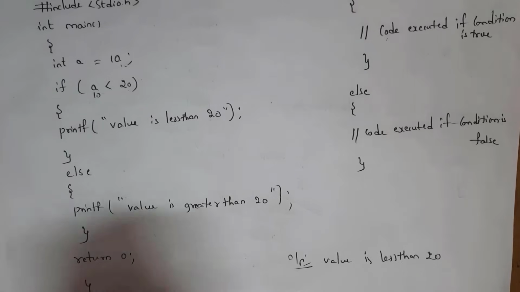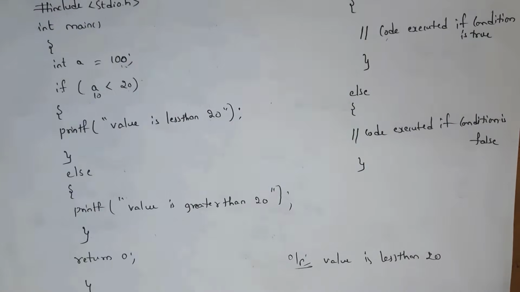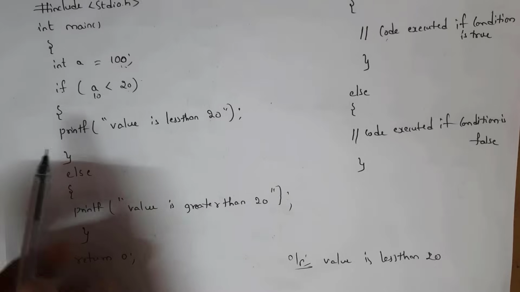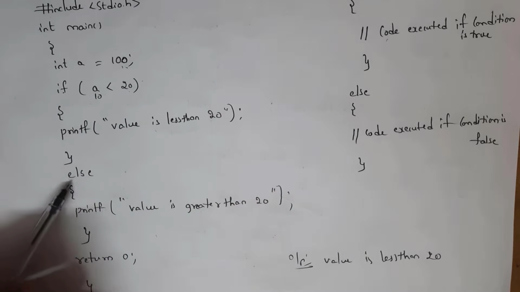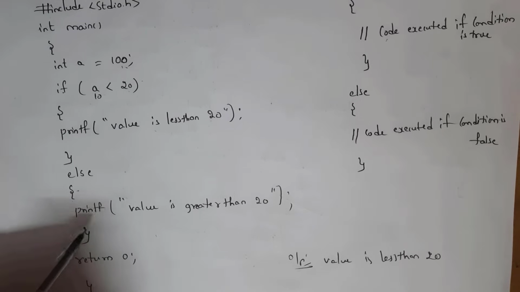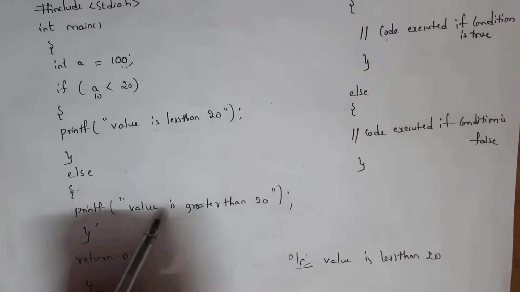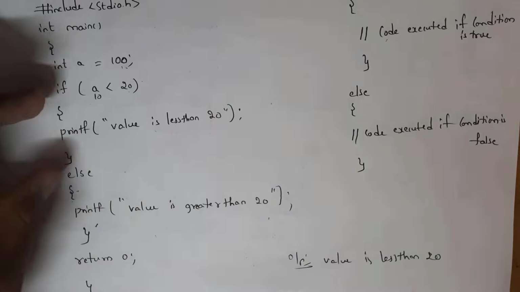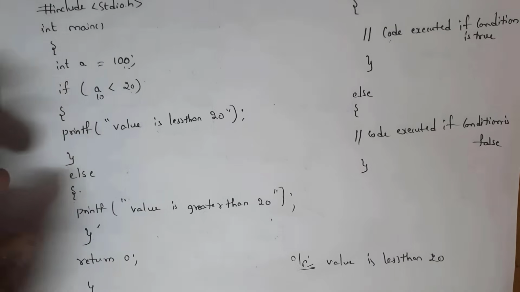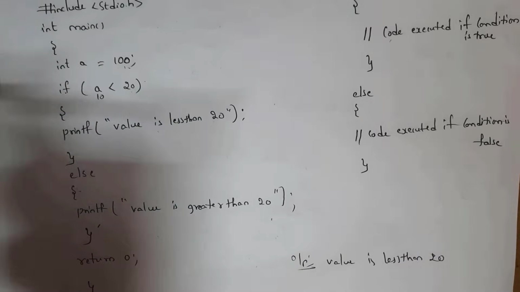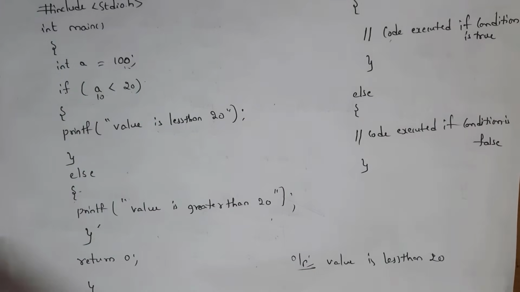For example, in place of 10, if I give 100 here, 100 is not less than 20. 100 is greater than 20, so this condition is false. So whatever statement is present inside else will be executed, and I will get the output: value is greater than 20. If the condition is true, whatever statement is present inside if will be executed. If the condition is false, then whatever statement is present inside else will be executed. This is the if else statement.